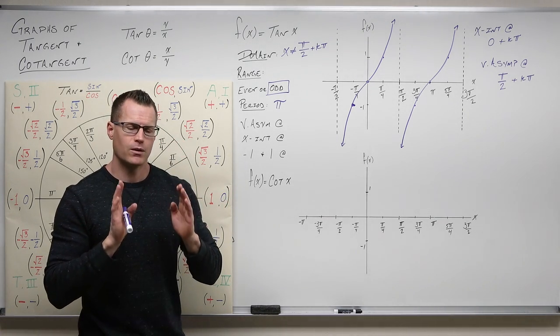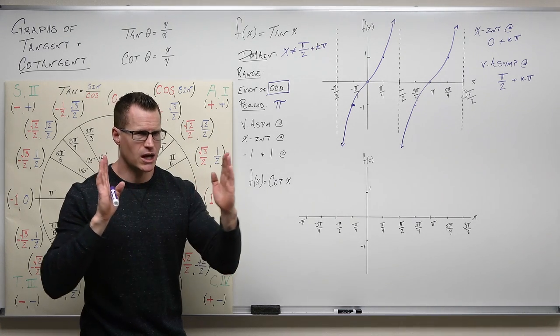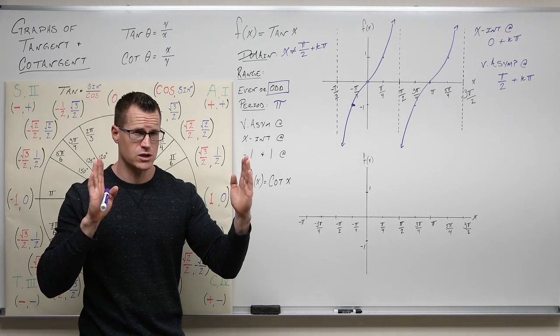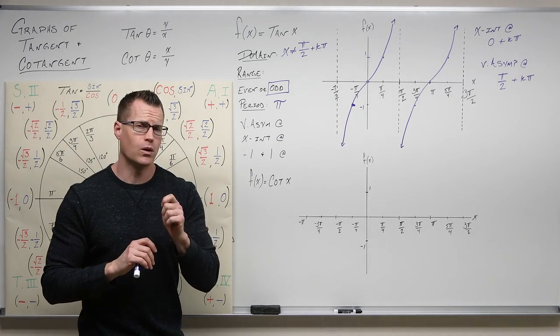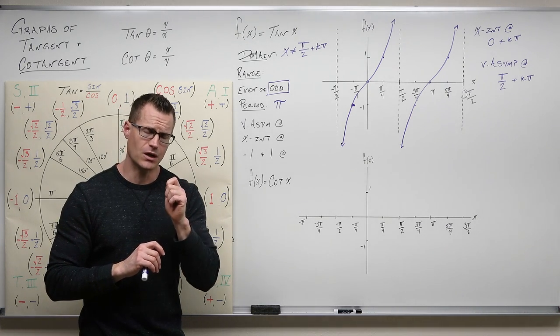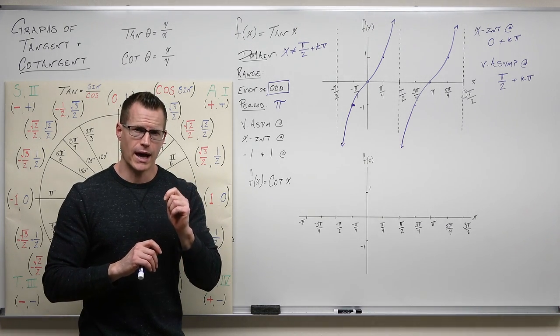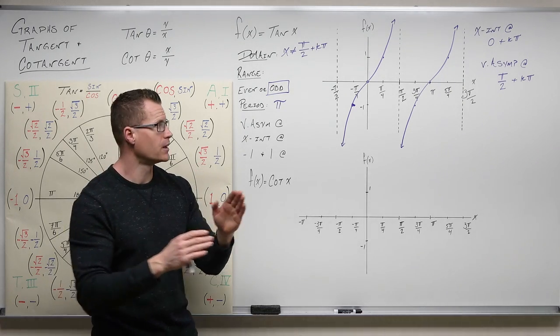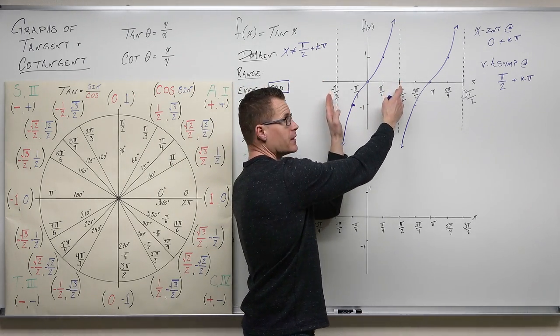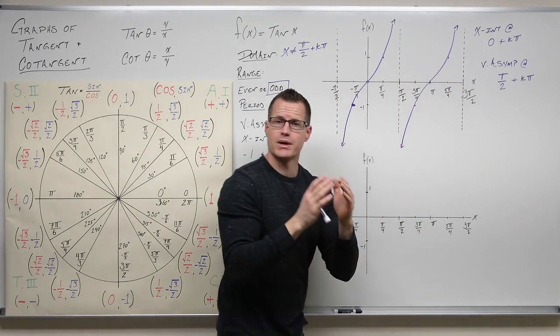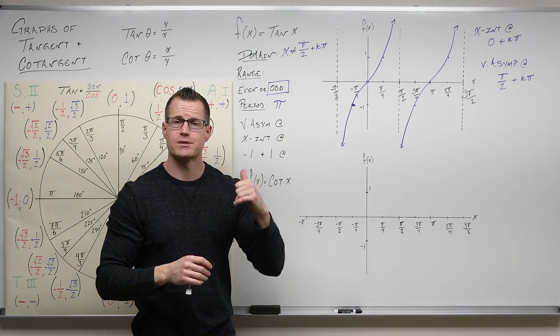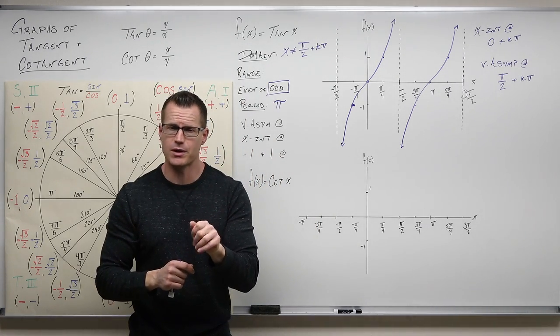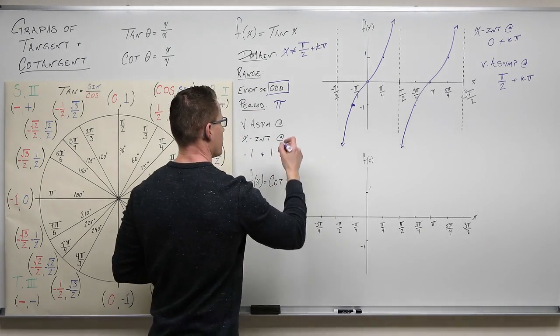Here's what I need you to know. When we start changing the period, it might change how far we stretch this horizontally or compress it, but it won't change the following. It will not change that vertical asymptotes happen at the ends of your period. This is one period. This is another period. The period is still pi, and a vertical asymptote is going to happen at the ends of your period. That's what I want you to write down.